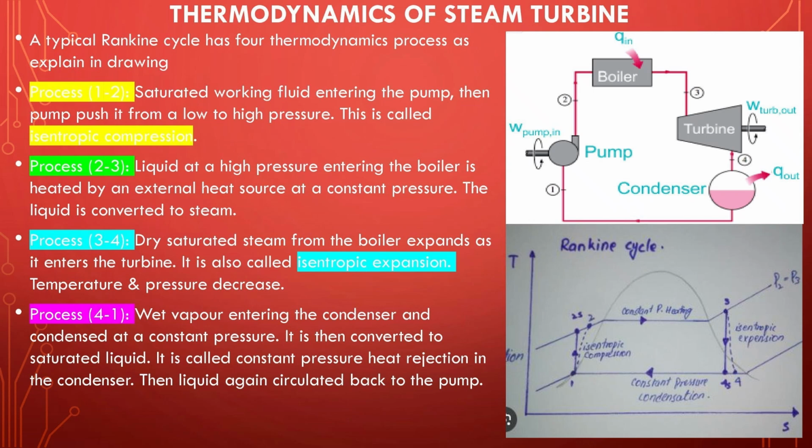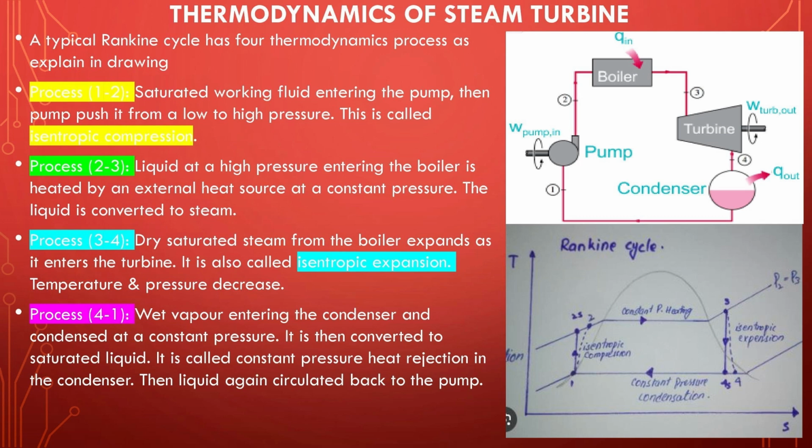Thermodynamics of steam turbine. A typical Rankine cycle has four thermodynamic processes, as explained in the drawing. Process 1 to 2: saturated working fluid enters the pump, and the pump pushes it from low to high pressure. This is called isentropic compression. Process 2 to 3: liquid at high pressure entering the boiler is heated by an external heat source at a constant pressure. The liquid is converted to steam.